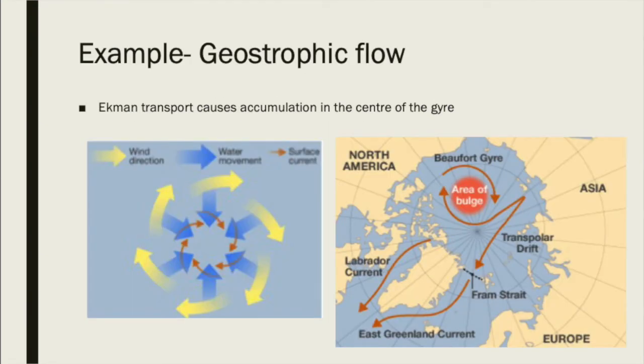And finally, here's an example of a phenomenon caused by Ekman transport. The accumulation of fresh water in the Beaufort Gyre is one of the geostrophic currents we see today. Looking at the diagram on the left, the wind, represented by a yellow arrow, exerts force on the ocean, causing Ekman transport towards the center of the gyre, causing the rise of the sea level at the center of the gyre.